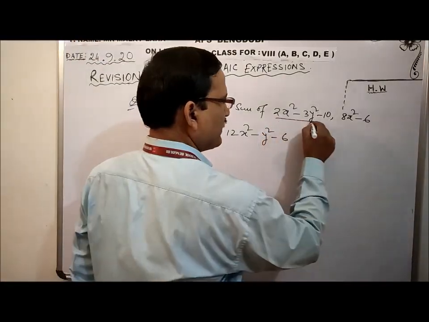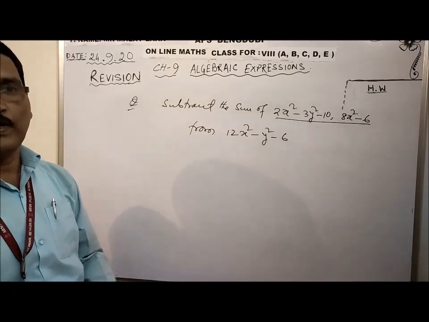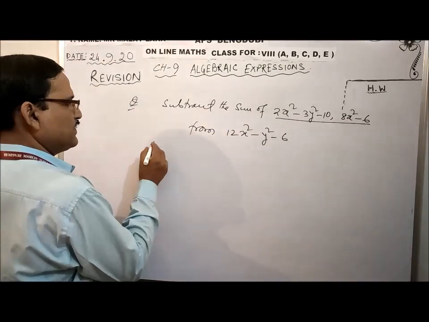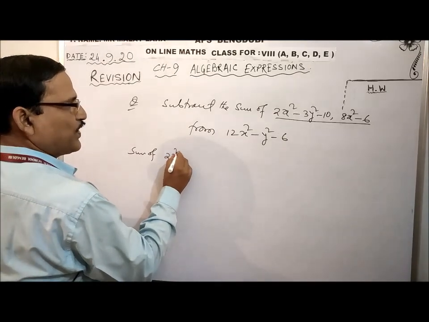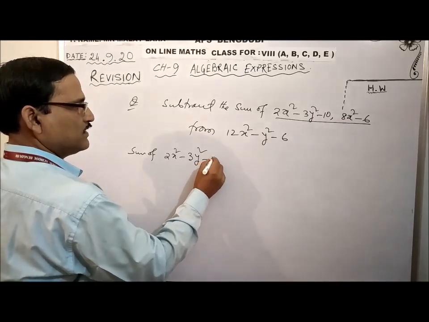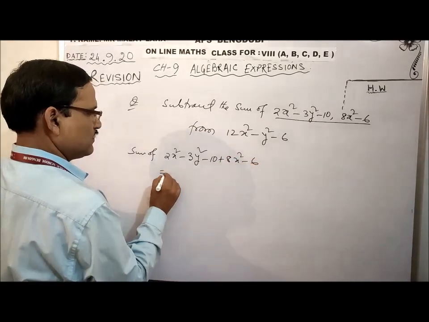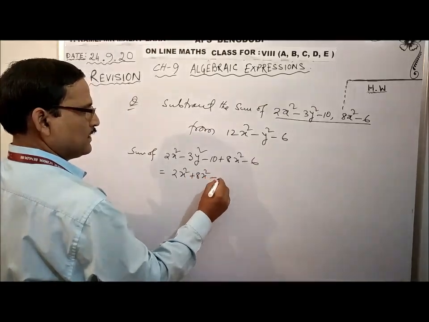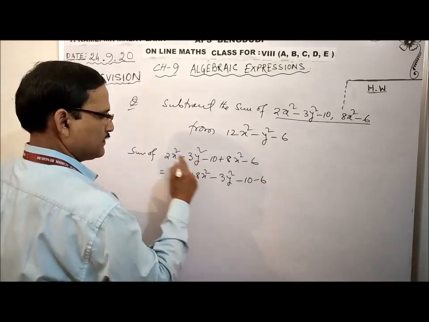That means you have to find out the sum. The result will be subtracted from this. How to write? In one line also you can write down. You can do it in two steps also. So let the sum of 2x square minus 3y square plus 10 be written in one line, no problem, for those who are confident. This plus 8x square minus 6. Now solve it. 2x square plus 8x square, minus 3y square, minus 6, plus 10 minus 6. What is the result?